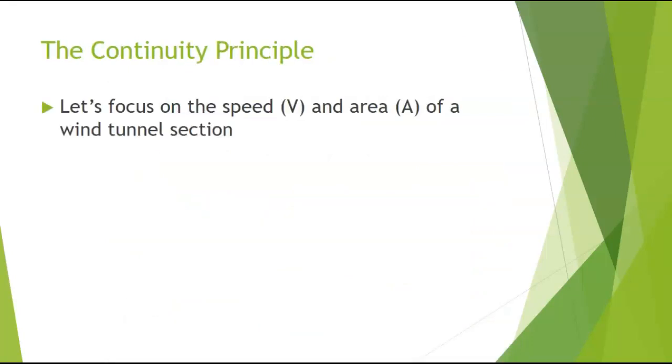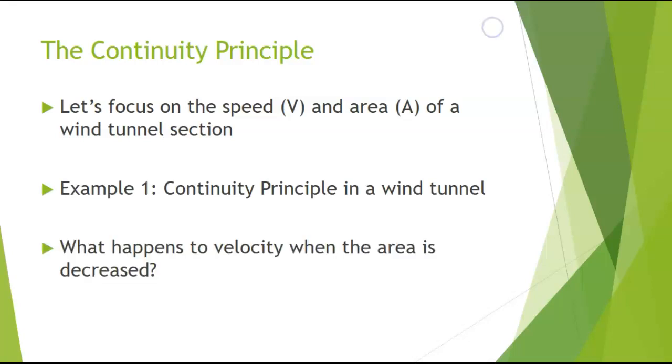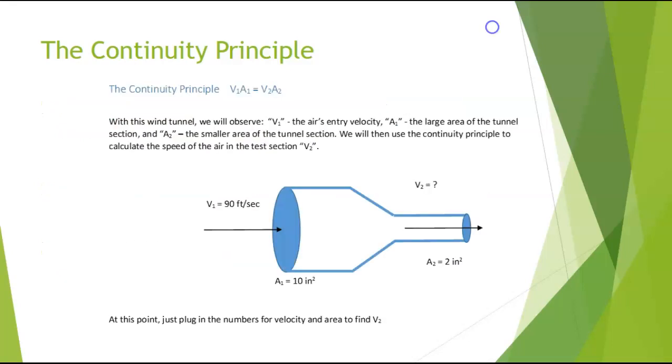So to illustrate the continuity principle, let's focus on the velocity, or the speed, of the air and the area in the wind tunnel section. What happens to the velocity when the area is decreased? As I said before, when you force air through a narrow opening, in other words, you decrease the area that the air is flowing through, the velocity will increase.